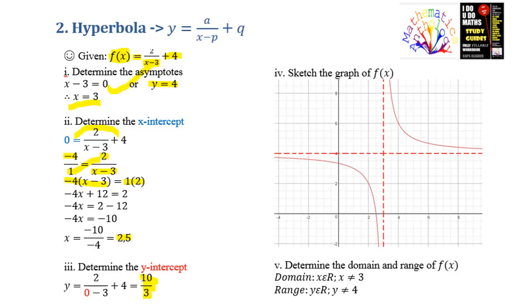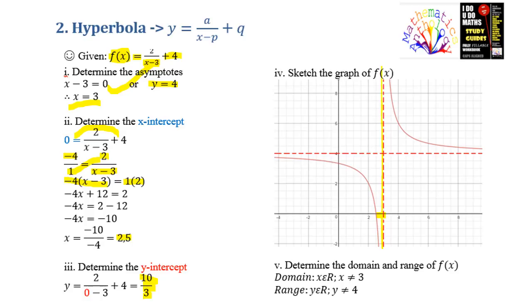Let's now sketch the graph of f of x. To sketch the graph, we need to plot our asymptotes first. So x is equal to 3. On my x-axis, I find 3. And I draw a line going vertically through that. And that's my line x is equal to 3.